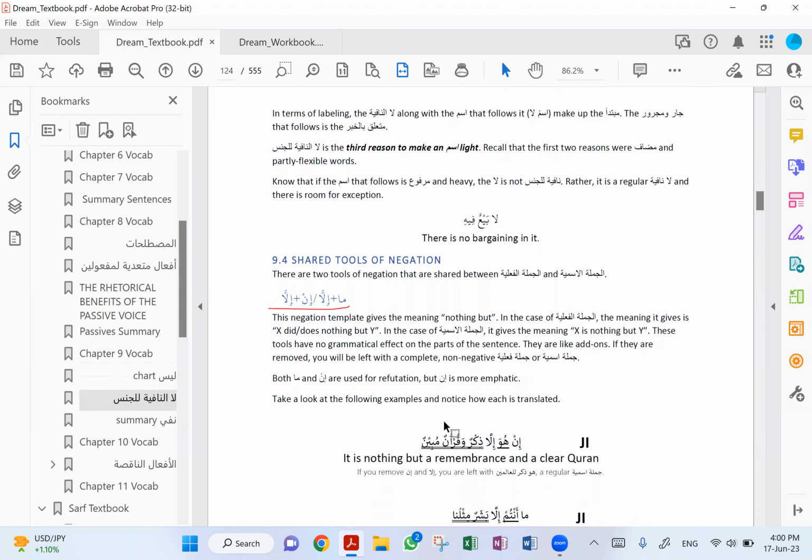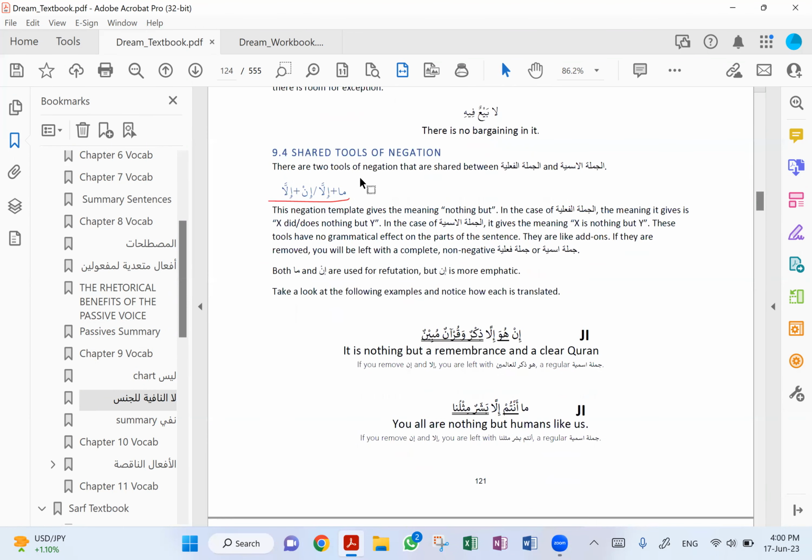Okay, great. So we had the shared tools of negation, ma plus illa and in plus illa. These can be used to negate both jumla ismiya and jumla fi'liya. And of course, in plus illa is the strongest form of negation of all. So in is the strongest. You have la, then ma, then in as the strongest one. That's kind of the order. So when Allah uses in, he means business. This is some serious stuff, right? So that's just the order.